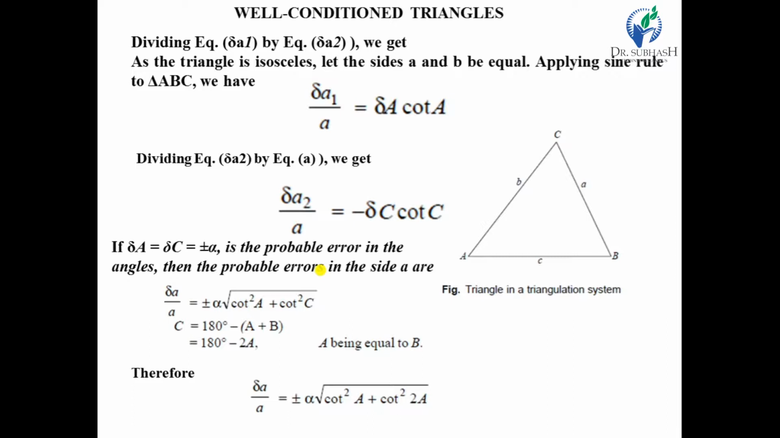If delta A is equal to delta C is equal to plus or minus alpha, the probable error in the angles, then the probable error in the side A is delta A upon A is equal to plus or minus alpha under root cot square A plus cot square C. C is equal to 180 degree minus A plus B. So C is equal to 180 degree minus 2A. Therefore, delta A by A is equal to plus or minus alpha under root cot square A plus cot square 2A.